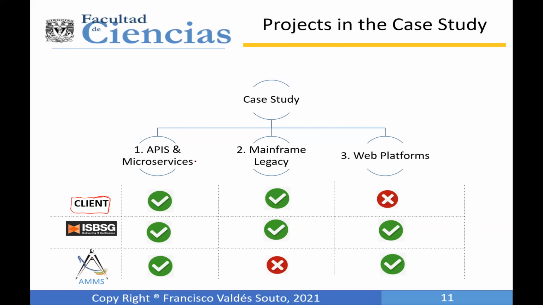For the APIs and microservices, we get data from the client, the ISBSG, and the AMMS. We have data in the three databases. For the mainframe legacy, we only have data from the client and the ISBSG. And for the web platforms, the client does not have data. That is a very frequent situation in Mexico. A lot of clients do not have data for a specific situation, or this situation applies when there is a new technology that they do not have data on yet.